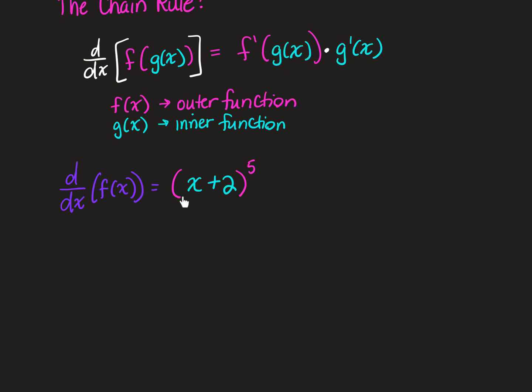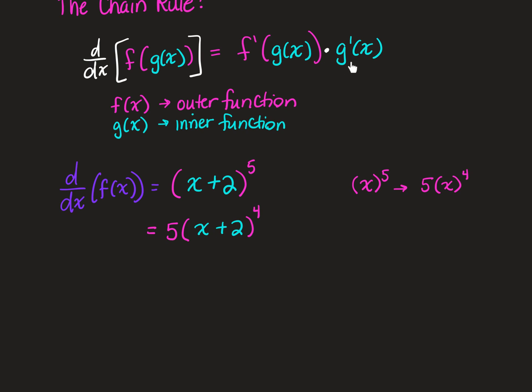So if I look at this, I want you to think of that outer function as being something like x to the fifth power. Okay, and we know that when we find the derivative of x to the fifth power, it'll be 5 times x to the fourth power. So that's what we're going to do here. We're going to write that as 5 times something to the fourth power. Now that something is x plus 2, and it does not change. So that's the first part of our derivative.